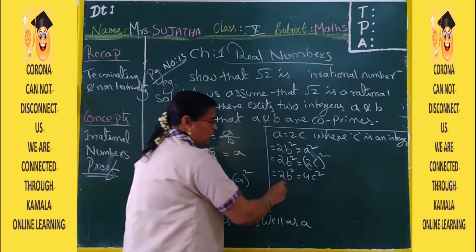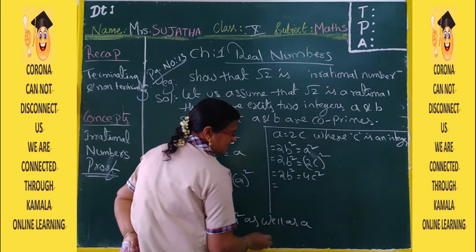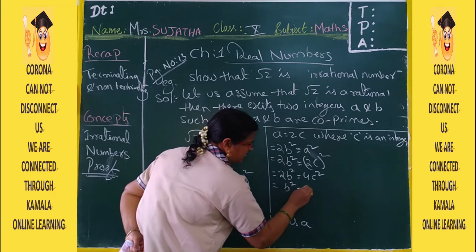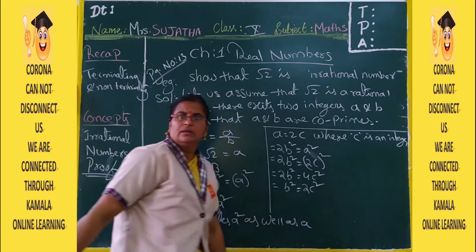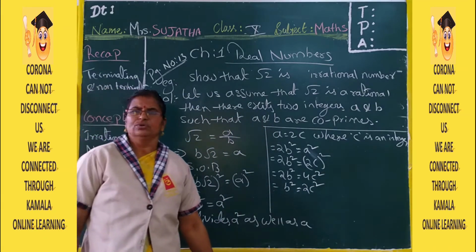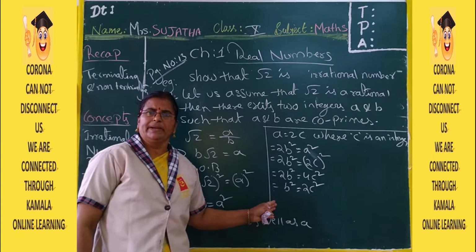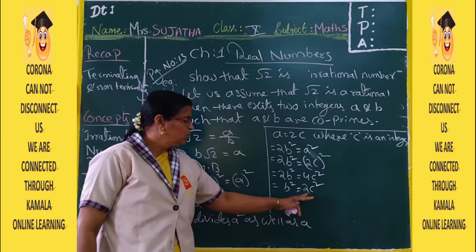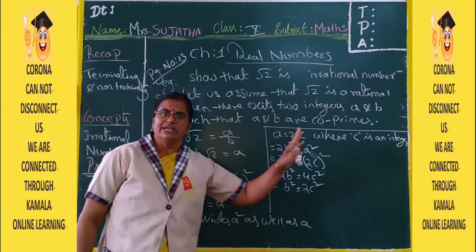Now here 2 is a common factor. If you cancel it, what will you get? b square is equal to 2c square. Dividing both sides by 2, what can we write? 2 divides b square as well as b.